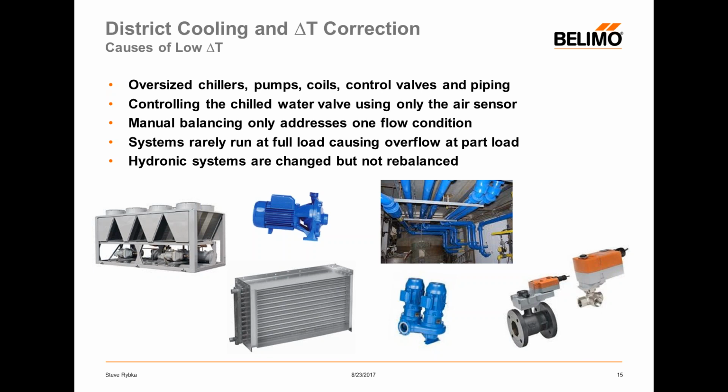Manual balancing simply addresses the full flow condition and doesn't address part load, where systems frequently run at part load and not at full load. And then things get changed and people don't always rebalance their system. You know, with a pressure independent style valve, if you make some changes to your mechanical system in your building, the building will stay balanced. As changes happen, if people don't rebalance, the system winds up being off balance, not only at full, but also at partial load.